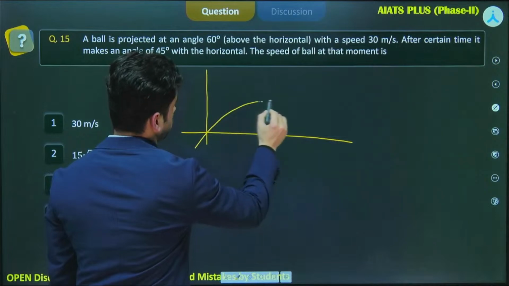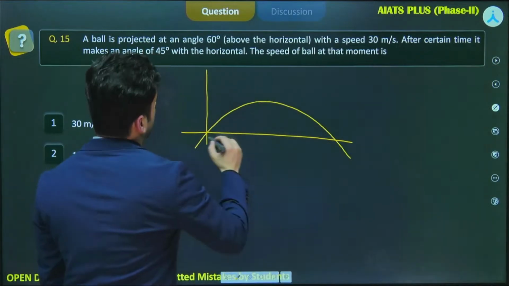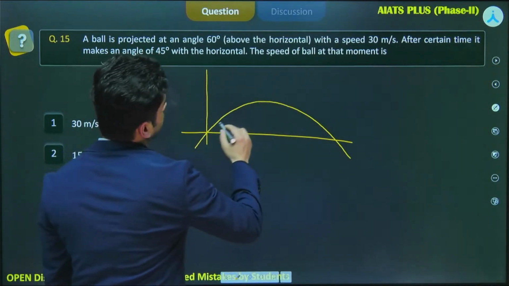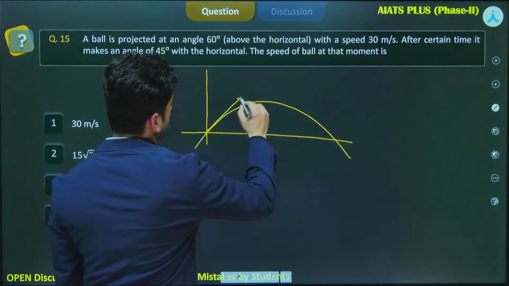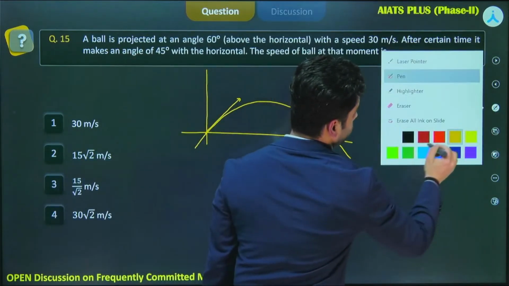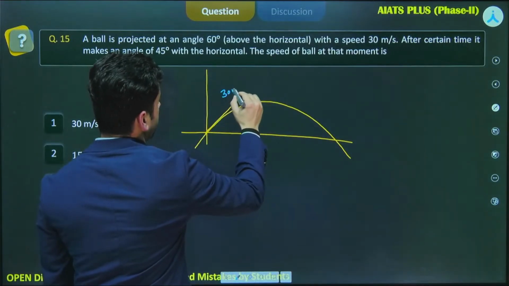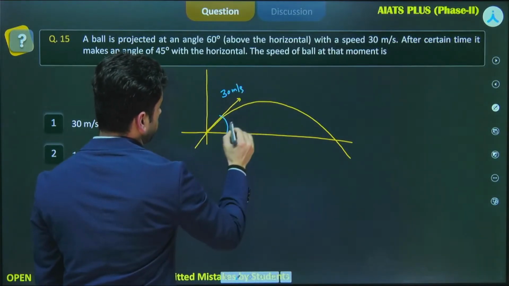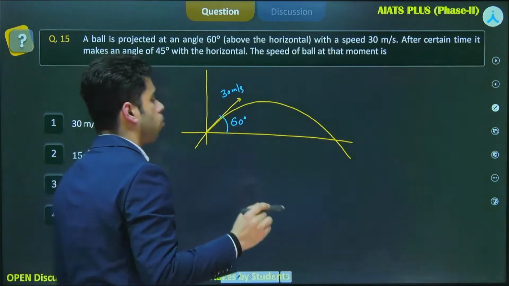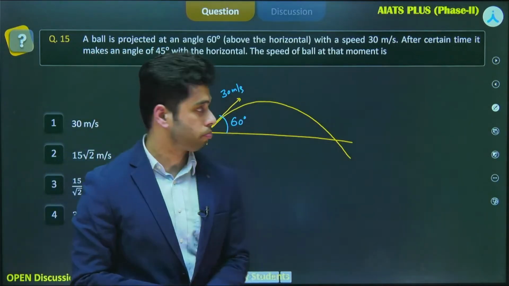Such is the projectile motion, right? A ball is projected at an angle 60 degree. So this is 30 meter per second at an angle of 60 degree with the horizontal. If someone gets the answer, you can put the answer in the comment box, right?